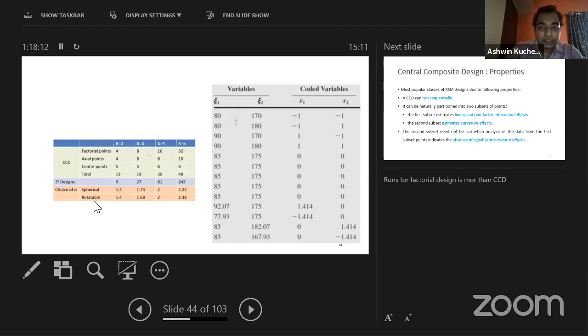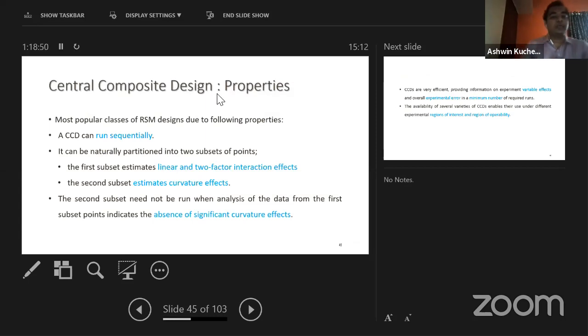Now, if you see this table, this is the form for 2 factors, where you have 4 factorial points, 1, 2, 3, 4, plus 4 axial points. These axial points are like 1.4 because this is a 2-factor design and its value will be 1.4. There are 4 factorial points, 1, 2, 3, 4, and 5 center points, 1, 2, 3, 4, 5. The total will be 13 for this central composite design with 2 factors. And these are the coded values and these are the actual values. So these are the properties of central composite design.